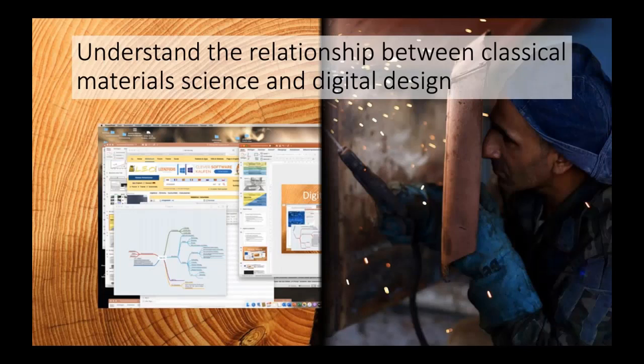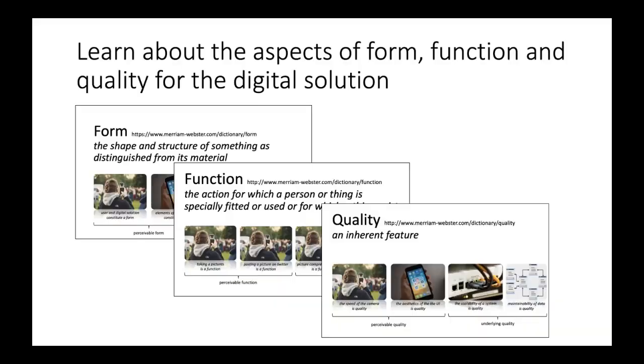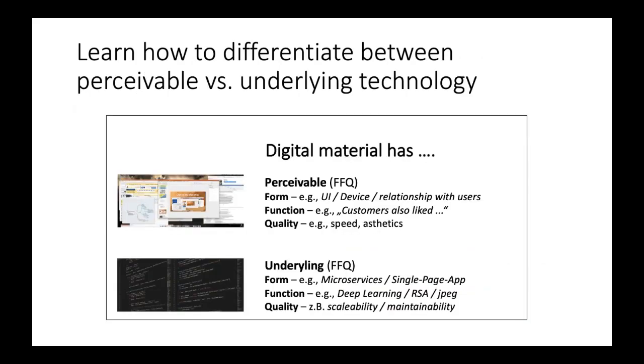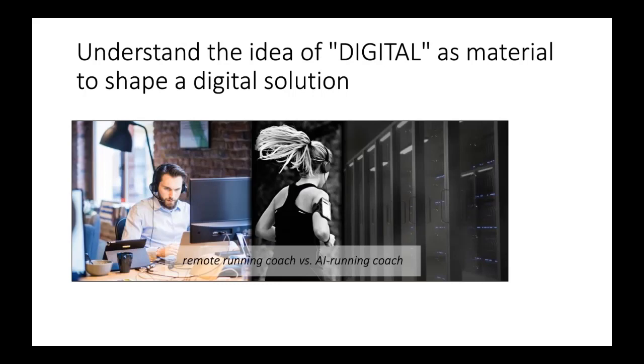What I wanted to tell you is how to understand digital as a material. It's very much like welding. Digital material can be shaped, you can use it to form solutions. We had three different views: form, function, and quality, and of course two different layers which are as important as form, function, and quality, because you can understand digital only if you understand that it has a perceivable layer and an underlying layer that enables it. And finally, it's very important for me in the case study that the idea of digital is a material that you can really shape. Here we use the remote running and the AI coach as a proper example.